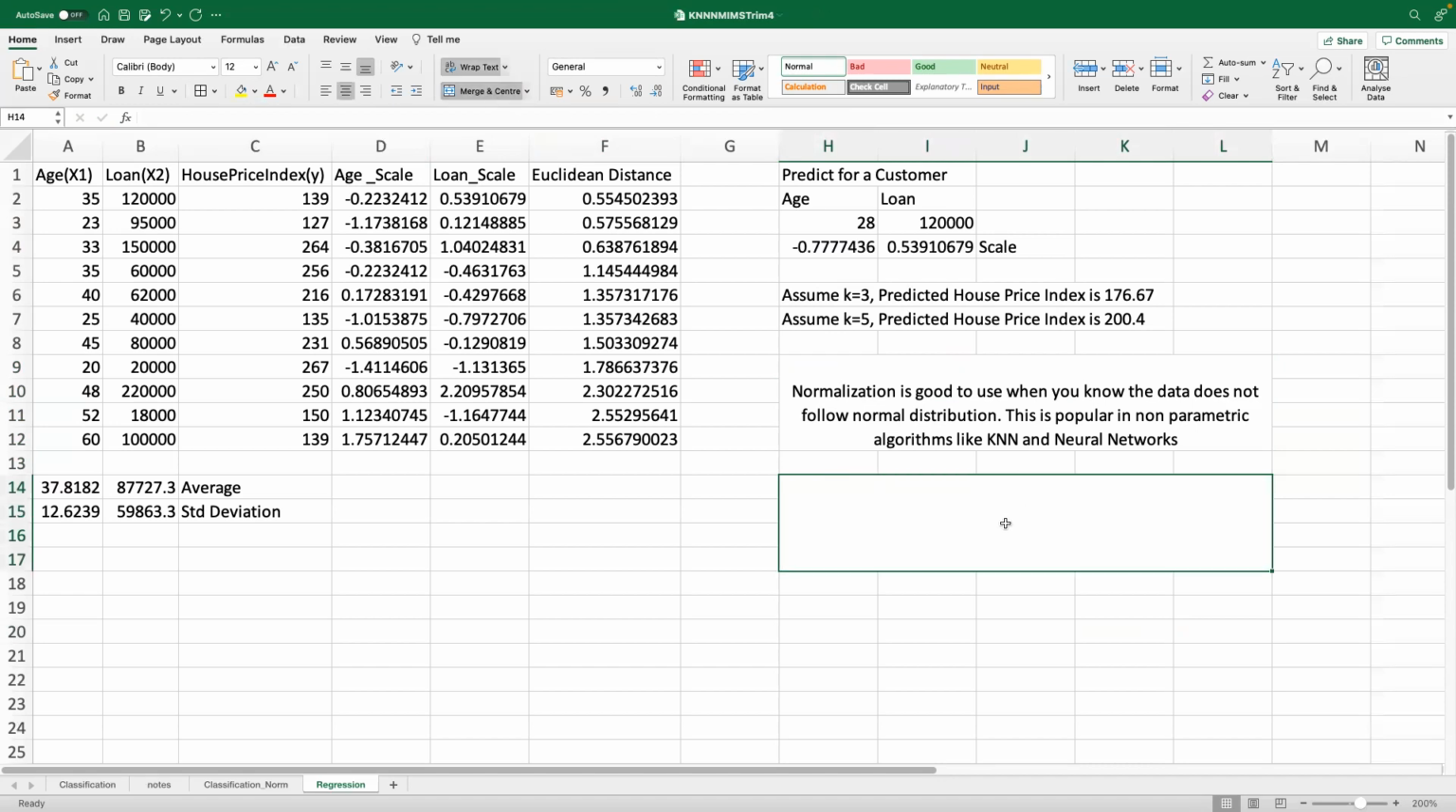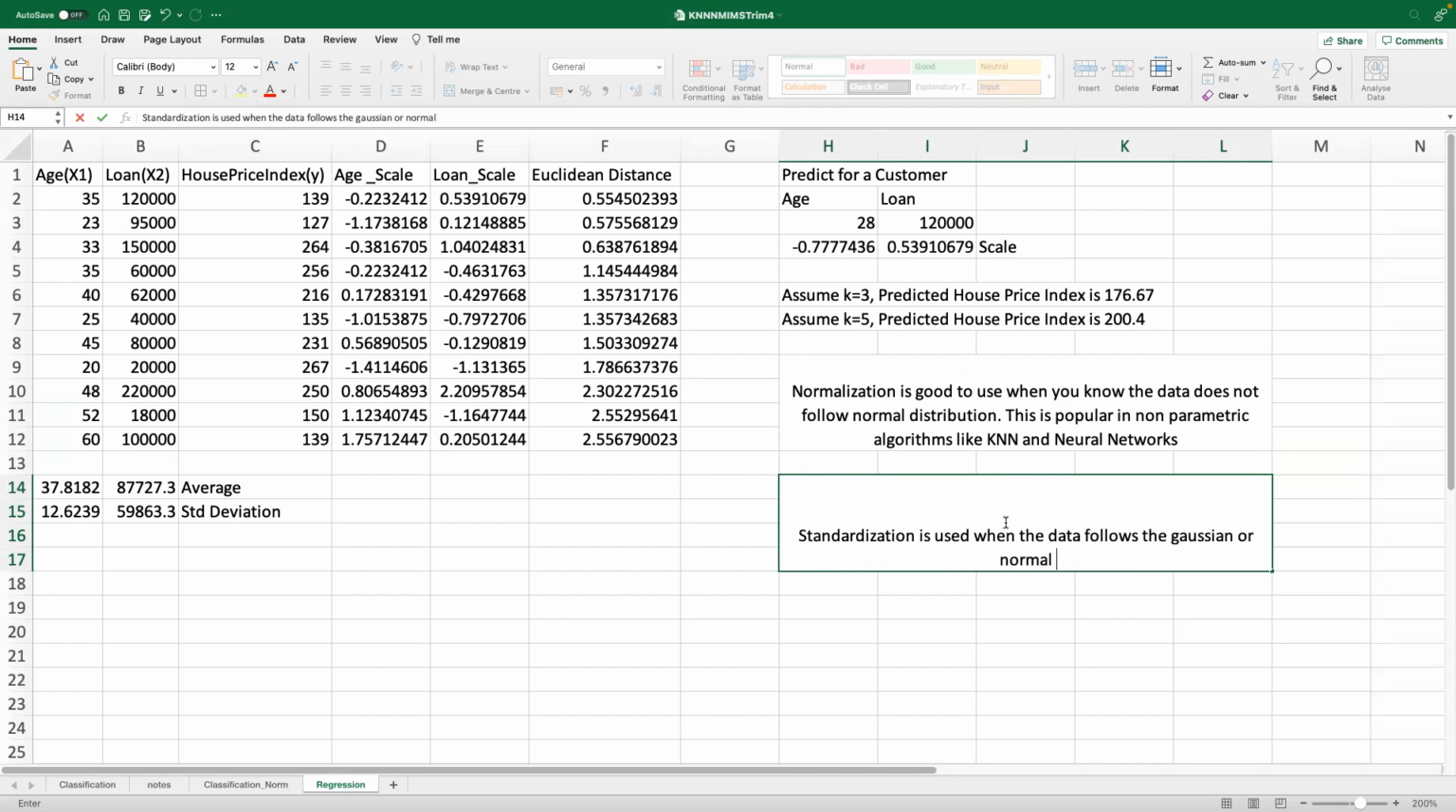Then standardization is used when the data follows the Gaussian or normal distribution.